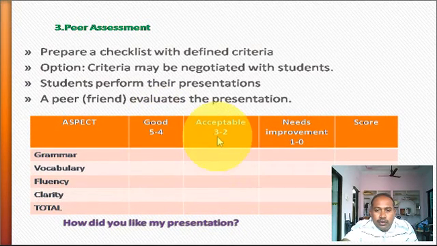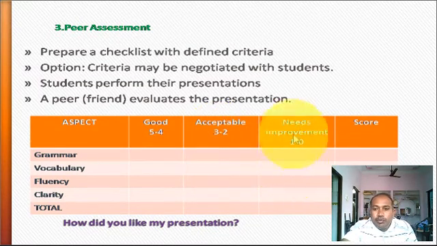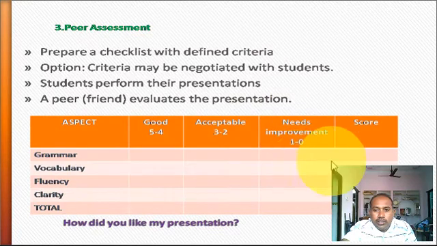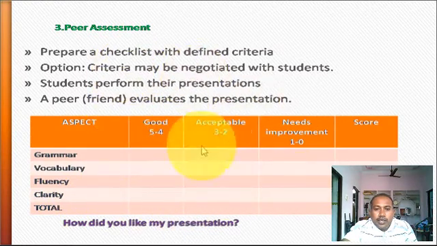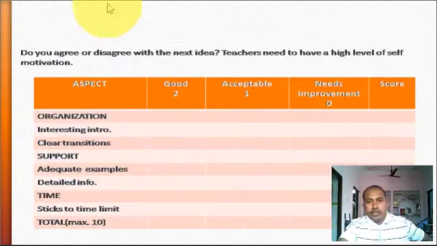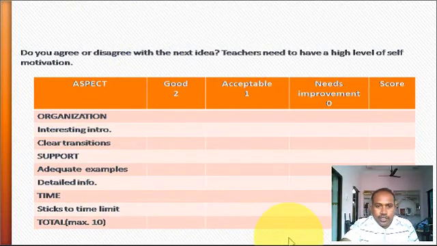If it is acceptable, award 3 or 2 marks, and if it needs improvement, you award just 0 or 1. Here this is a total score, covering vocabulary, fluency and clarity. Everything can be graded. This is another sample of rubrics.